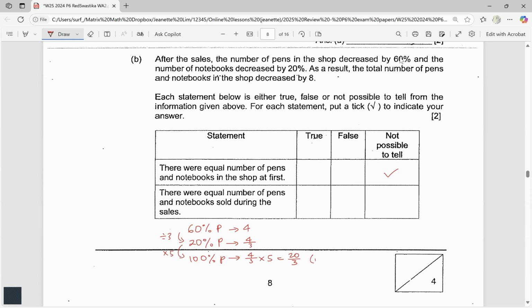So, not a whole number, we know that this cannot be true at all. So it must be false. Not even "not possible". We know for sure this cannot be true, because 60% of the pens cannot have a value of 4.